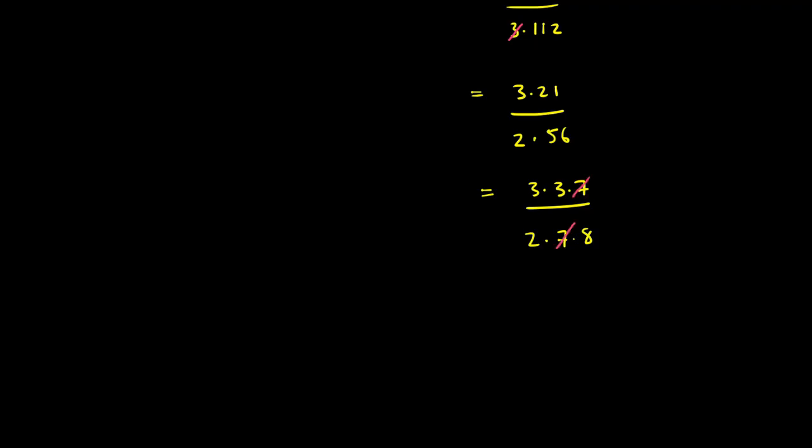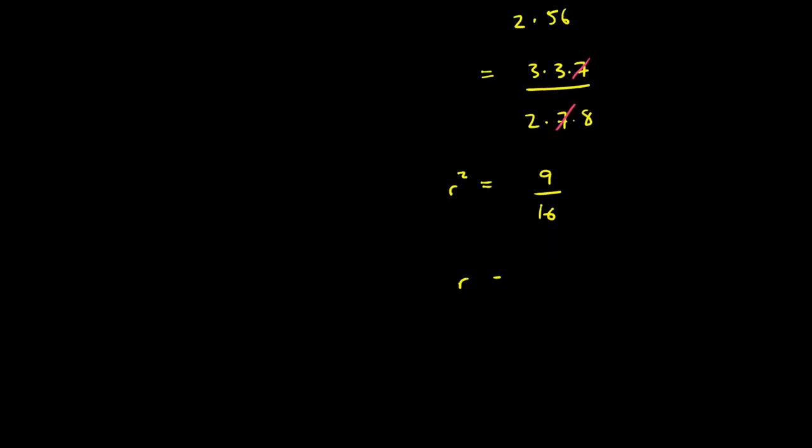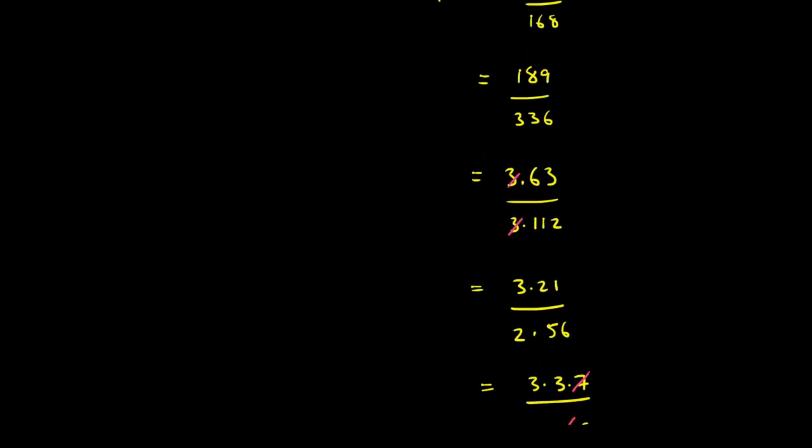So then what I end up with is 3 times 3 is 9 upon 2 times 8, which is 16. Ah, okay, brilliant. So r squared is 9 upon 16. So r is equal to plus or minus 3/4, but we're told that we just take the positive, so it's equal to 3/4. Okay. All right then.